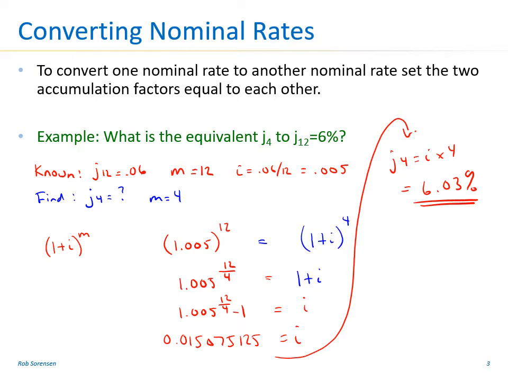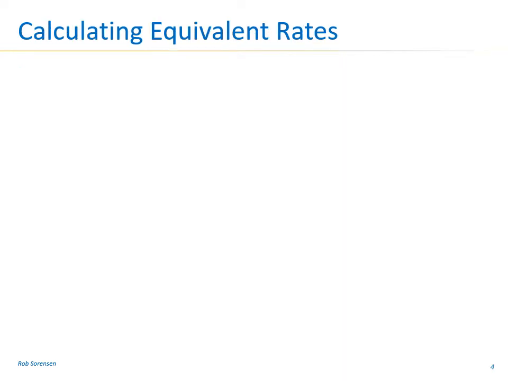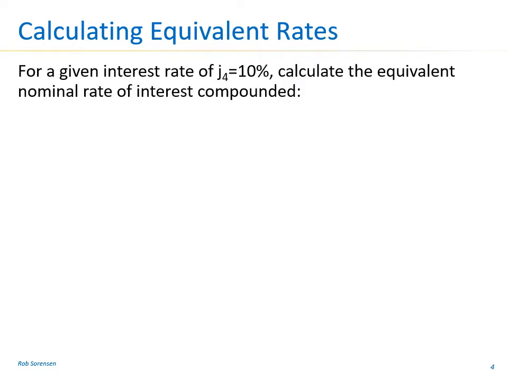So that's the idea of what we do. We take 1 plus the I that we know, and we're raising it all to the power of the one we're starting with divided by the one we want to end up with, and then subtracting 1. Let's have a look at a few examples here to kind of get the hang of this.